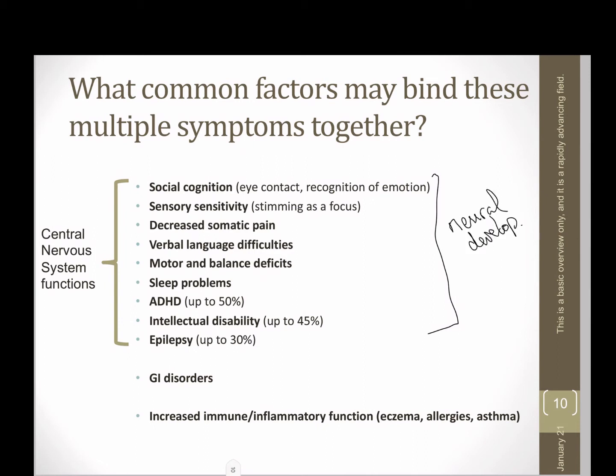GI disorders might sound a little different at first, but the GI requires neurotransmitters. So we see serotonin, we see dopamine, and we see other neurotransmitters that are actually producing the peristalsis in the GI. So if you have neuronal developmental changes, those are also going to affect your GI. And then lastly, we have increased immune or inflammatory function, which may seem removed from neuronal development, but actually immune cells in the body impact neuronal development and anatomy in the womb.